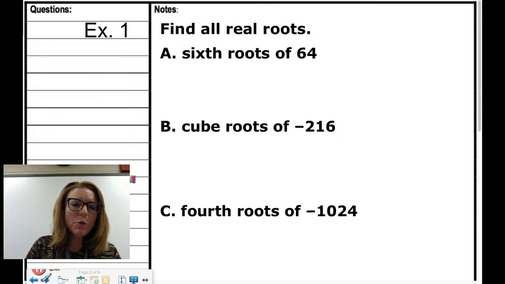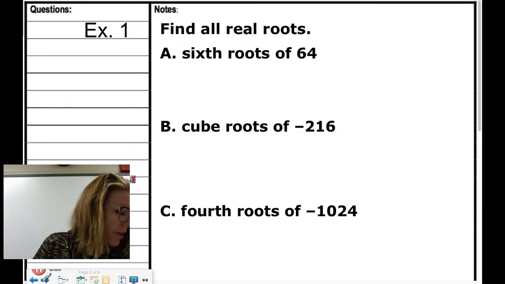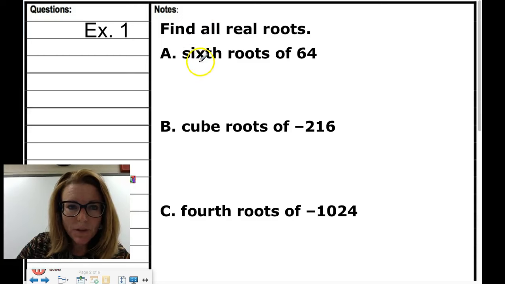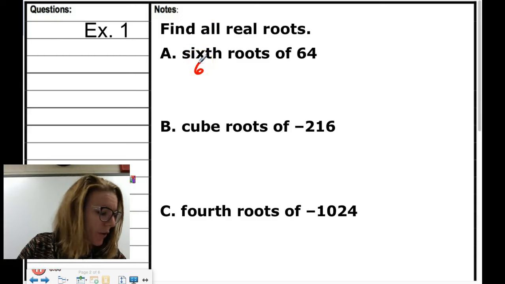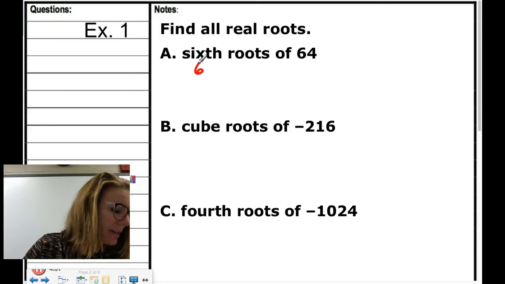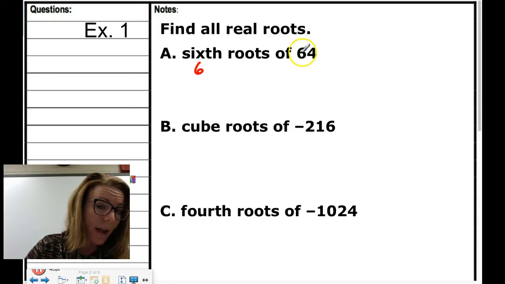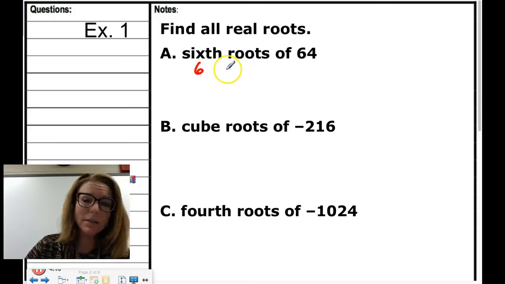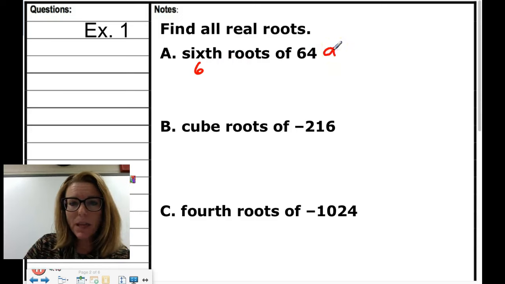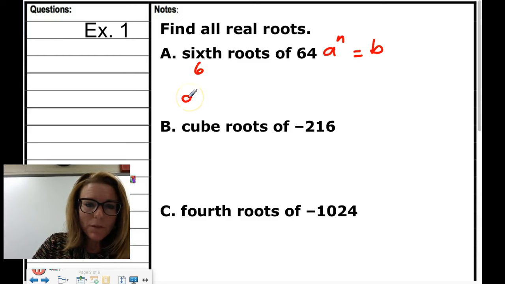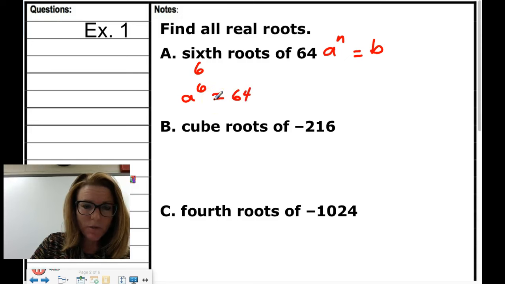Here we go. Example 1, find all the real roots. So here it says the 6th root of 64. So 6th root, well, that is a 6, obviously. So therefore, we have a positive radicand right there and an even index. When you have a positive radicand and an even index, you're going to have 2 roots. So remember what we just talked about. We said a to the n is equal to b on the last page. So therefore, we know that we're trying to find what number raised to the 6th power is equal to 64.